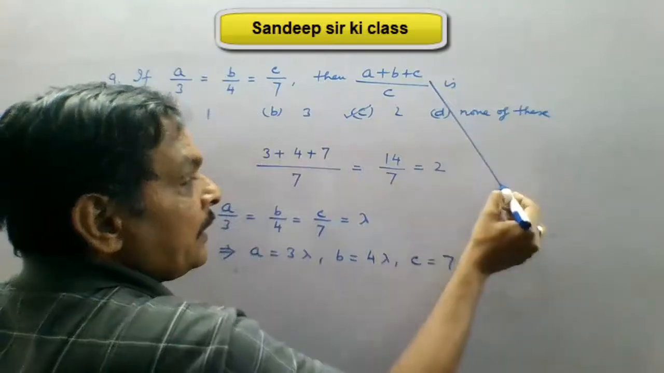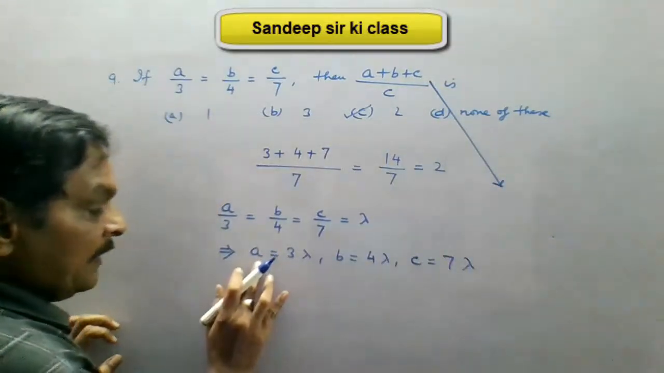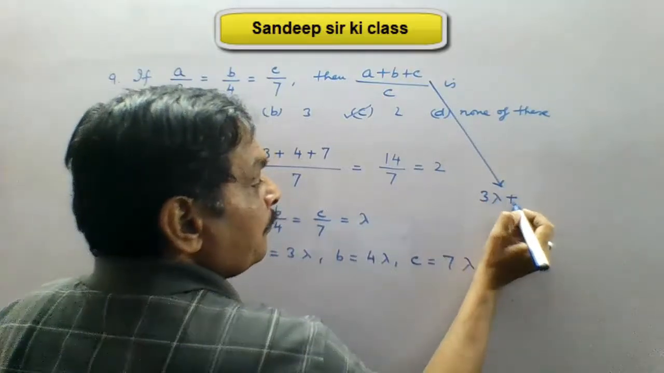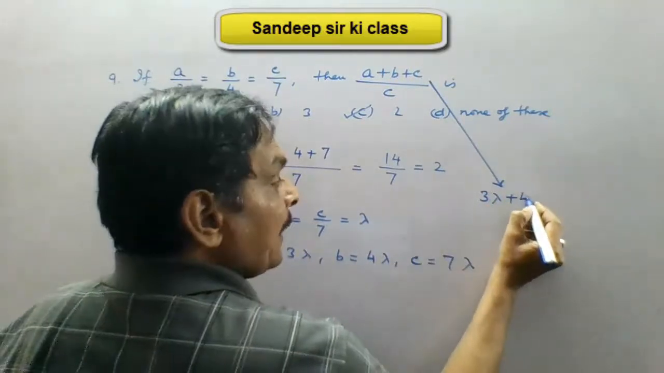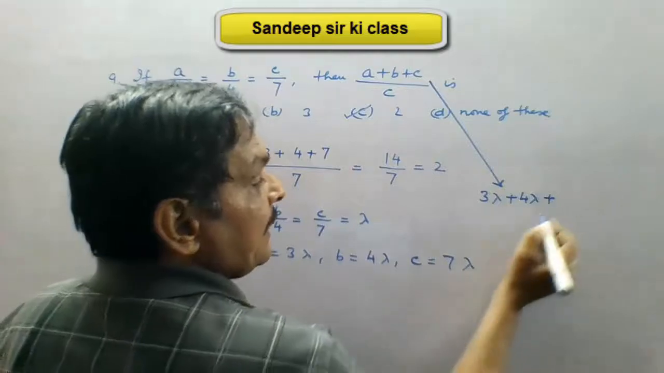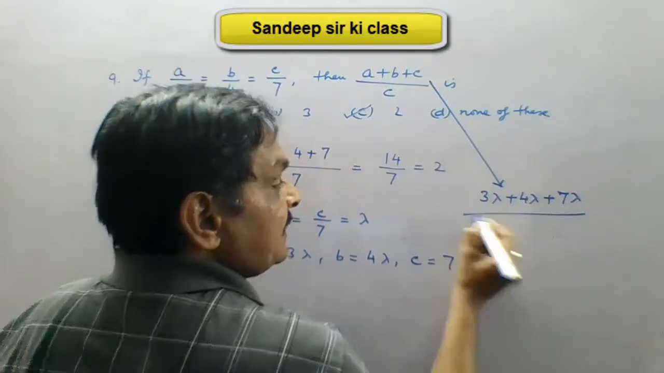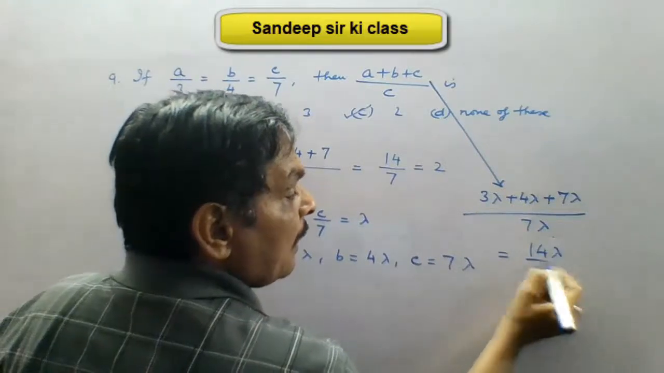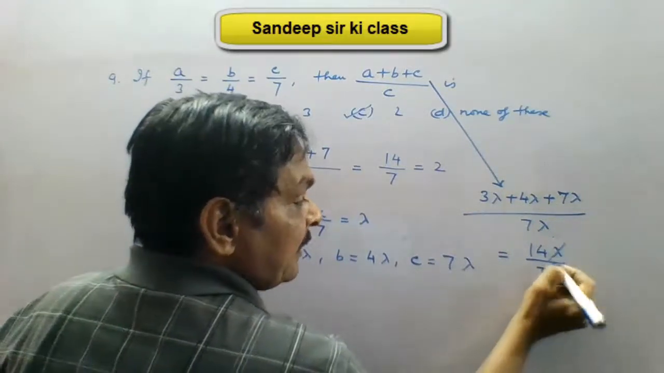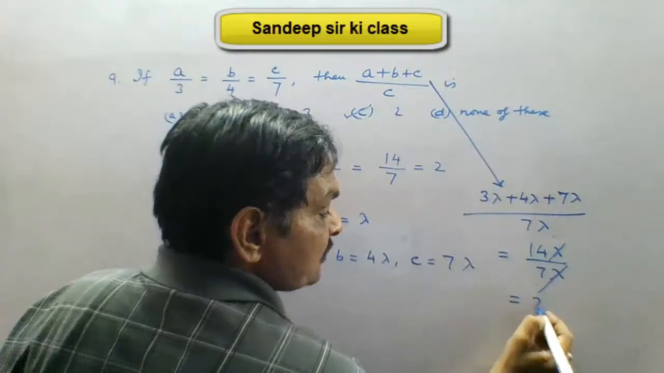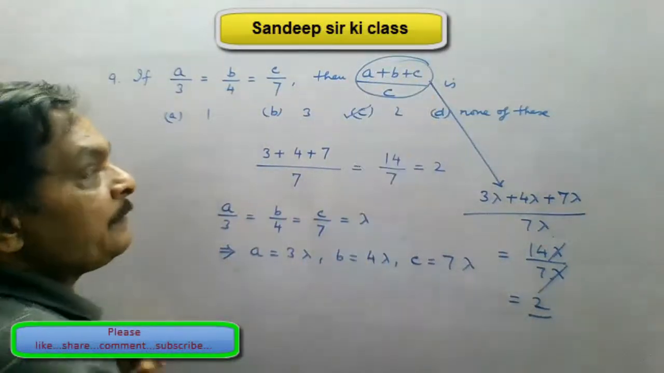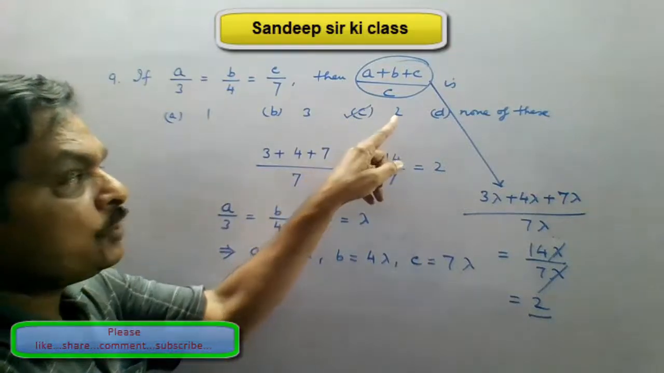These values are put here. So what we do, A we write 3 lambda, B I write 4 lambda, C I write 7 lambda. This upon 7 lambda, which gives me 14 lambda upon 7 lambda. Lambdas are cancelled. 14 upon 7 is 2. So the answer of A plus B plus C upon C is 2.